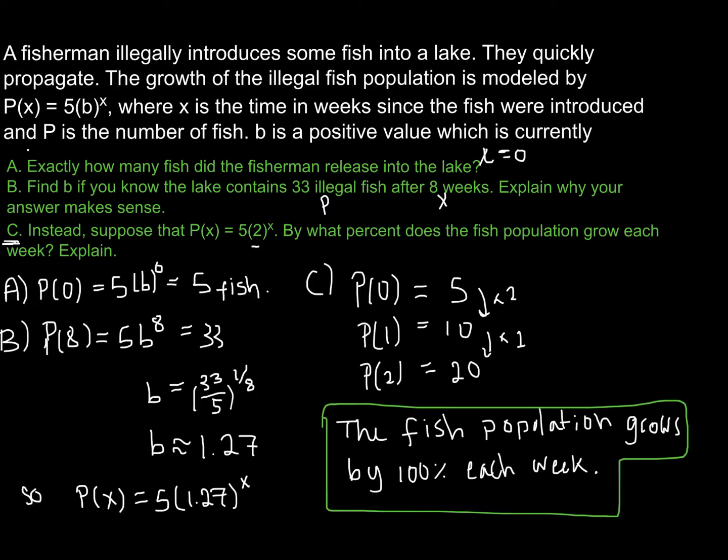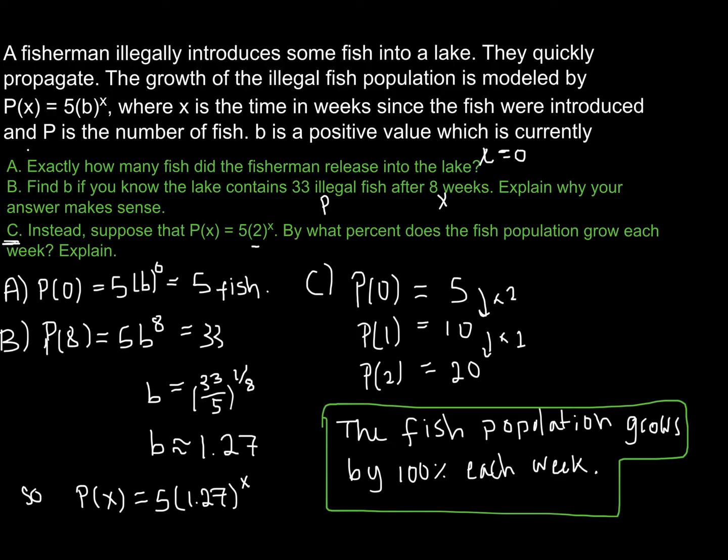All right, so here are the answers. Go over them quickly. For A, we want to know how many fish did the fisherman release into the lake, and so that's when the time is zero, or x is equal to zero. And so I plug in an x value of zero, and I get 5 times 1, which is 5 fish.